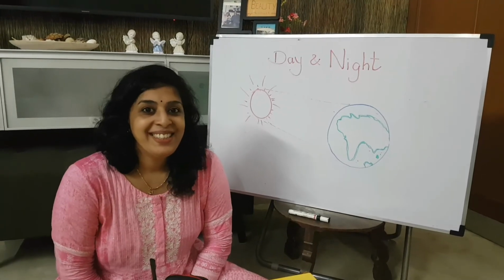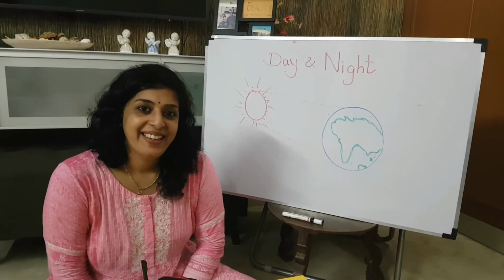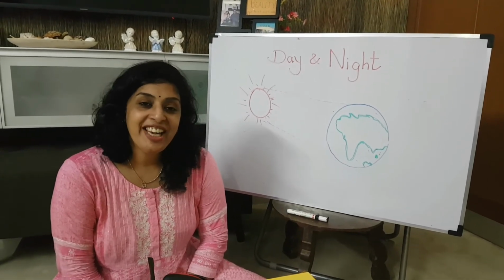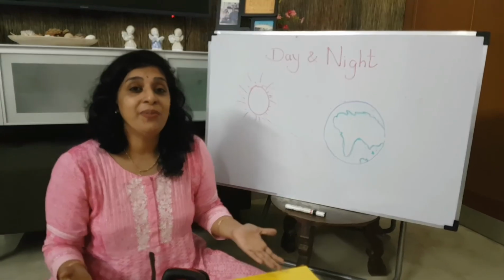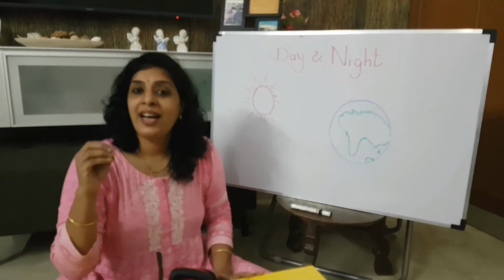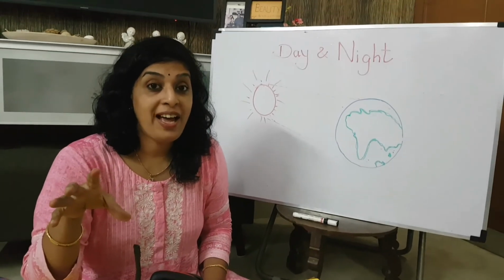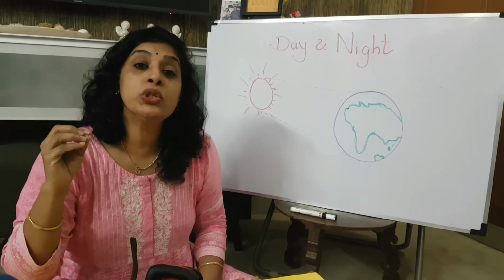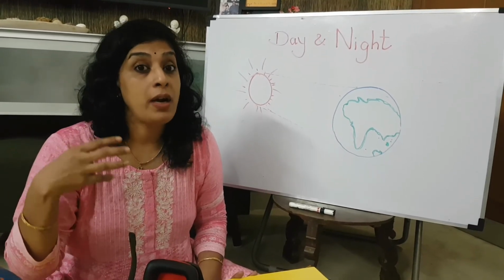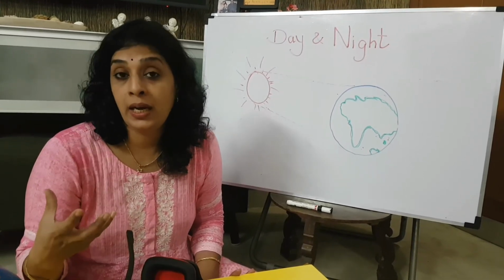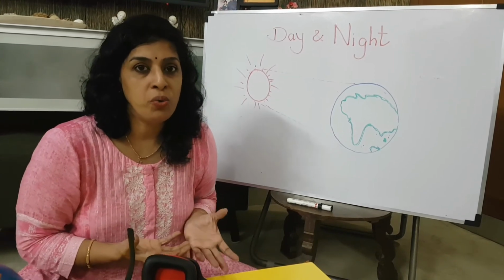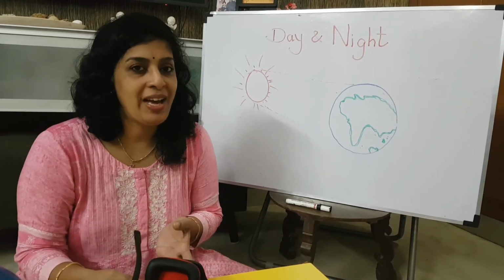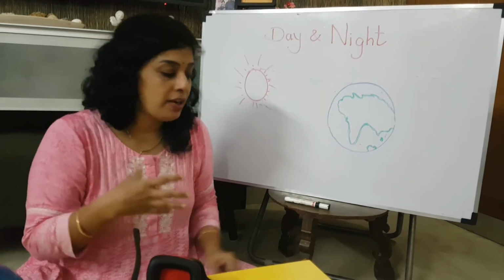So, children, did you see? Was it exciting? Is it not? Yes, we were in this dark universe. And then I switched on the flashlight, the torch, which was the source of light. Okay? For us, the source of light is the sun. I cannot bring the sun into the room, so I used a torchlight.